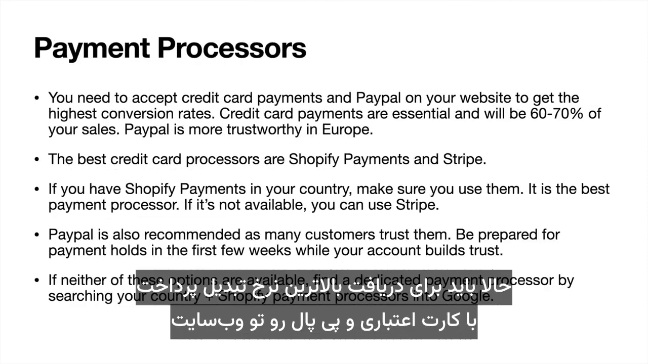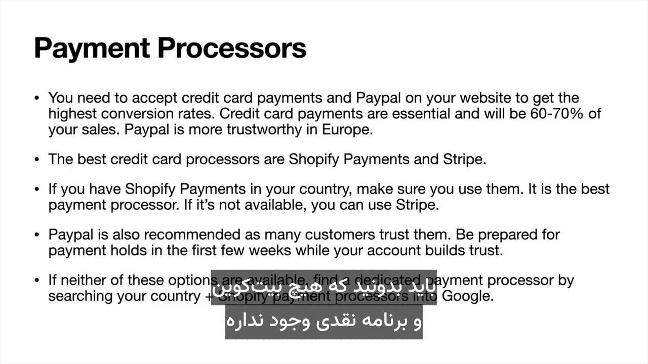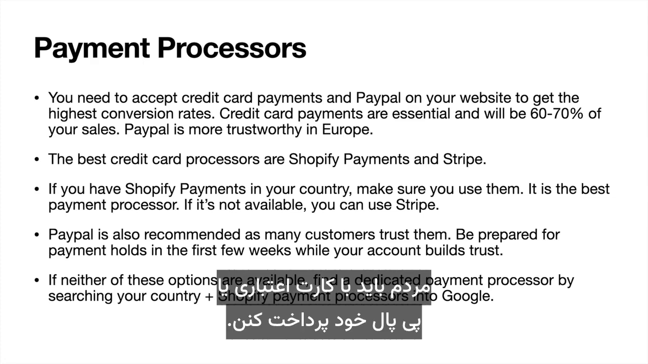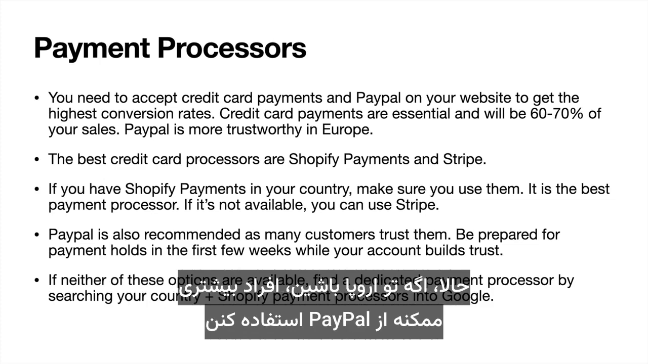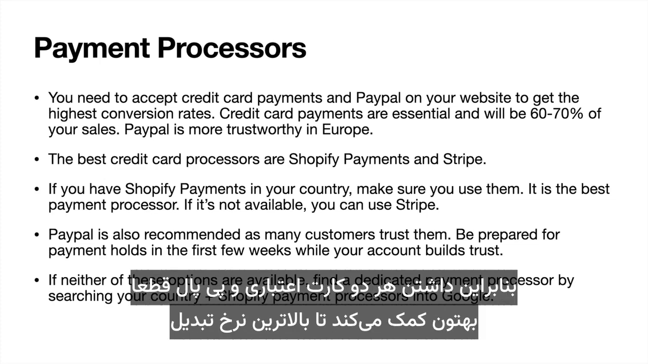Payment processors. You need to accept credit card payments and PayPal on your website to get the highest conversion rates. There's no Bitcoin, there's no Cash App. People have to pay with their credit card or with PayPal. Credit card payments are absolutely essential and they will be 60 to 70% of your sales. If you're in Europe, more people may use PayPal. So having both credit cards and PayPal will definitely help you get the highest conversion rates.